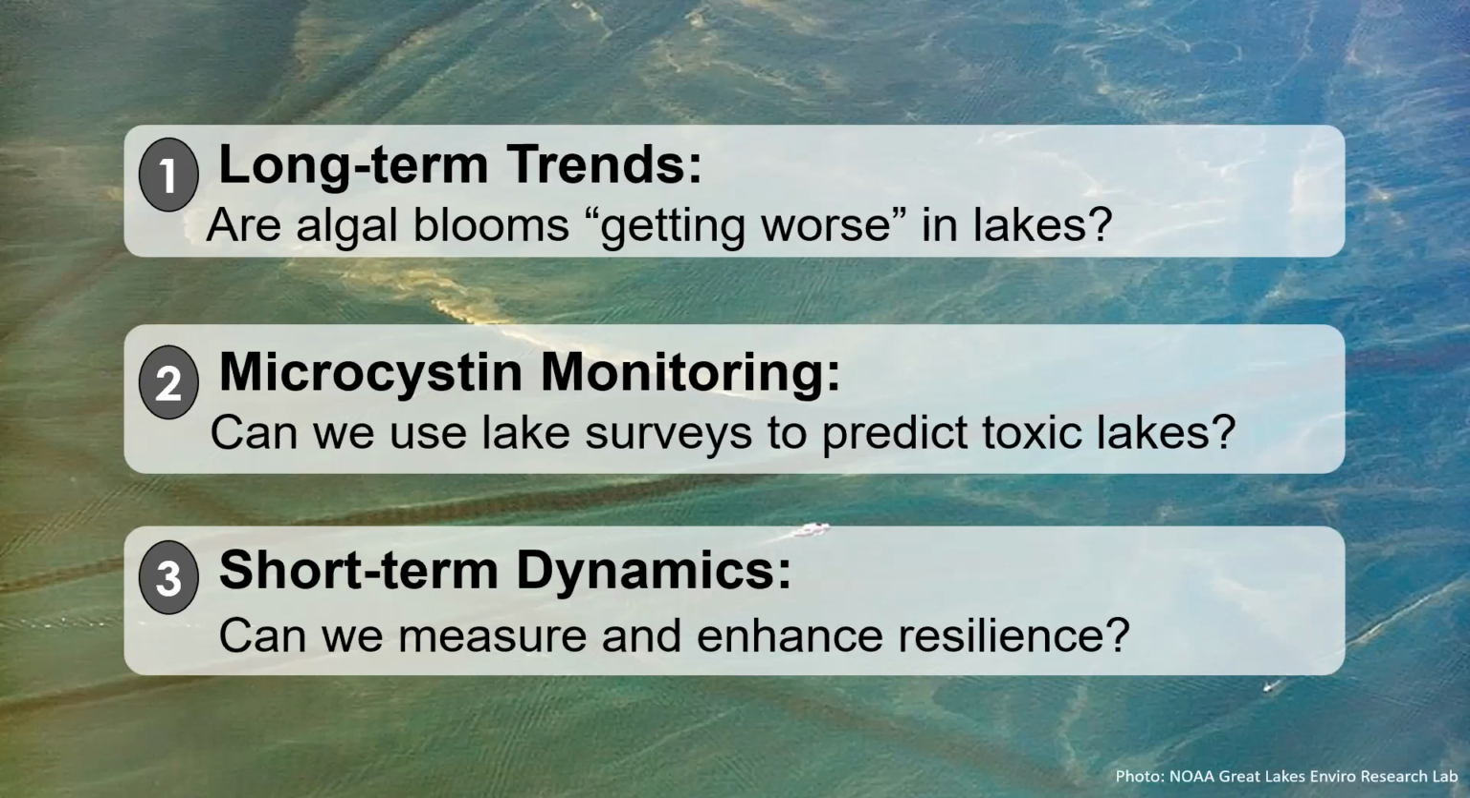And then finally, thinking about short-term dynamics: can we use the short-term, day-to-day variability in what we're observing in the lake to predict before a bloom happens? That's really a product of the resilience of the ecosystem. And so if we can measure that resilience, can we also find ways to enhance it? And so I'm going to start with long-term trends.